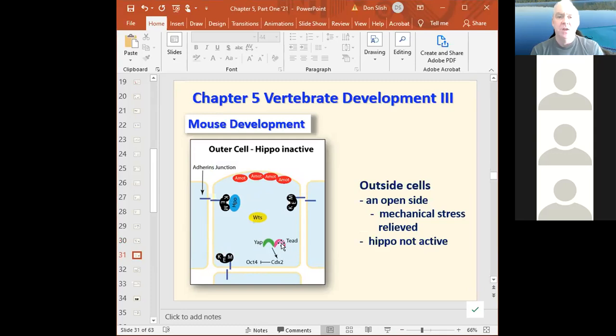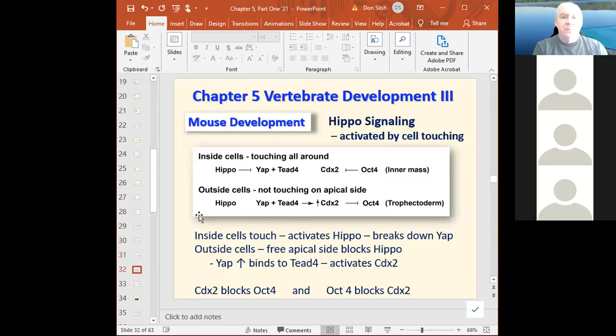So YAP builds up, it binds to TEAD, and together they're a transcription factor, and they activate the transcription of CDX2. And as we all know, CDX2 blocks OCT4 transcription, and OCT4 blocks CDX2 transcription. So Hippo or no Hippo depends whether you're going to get only OCT4 or only CDX2 because they inhibit each other. So our trophectoderm cells then are going to be expressing CDX2.